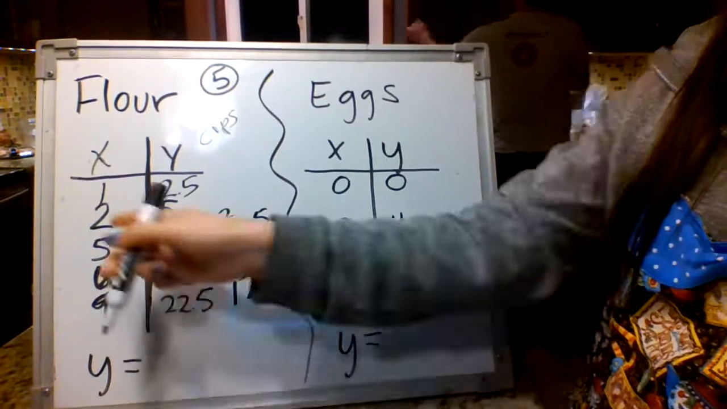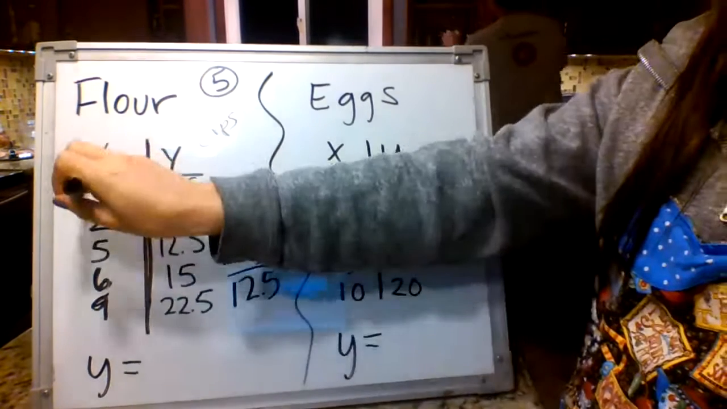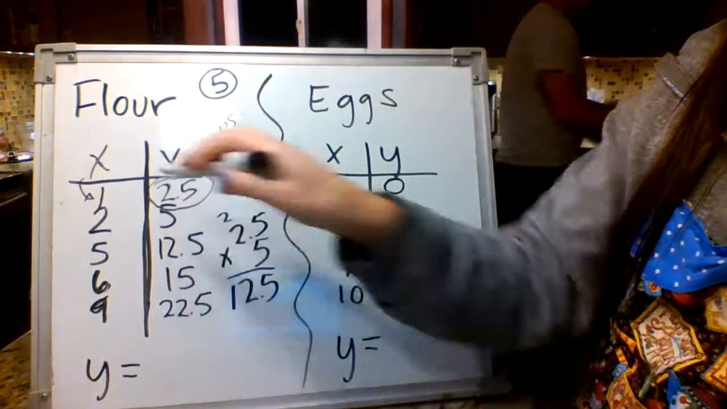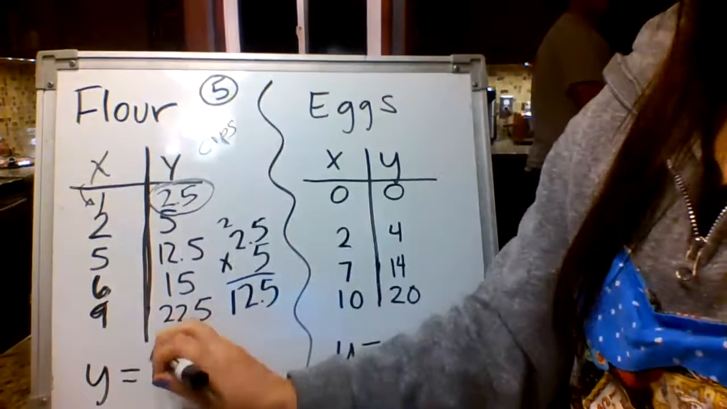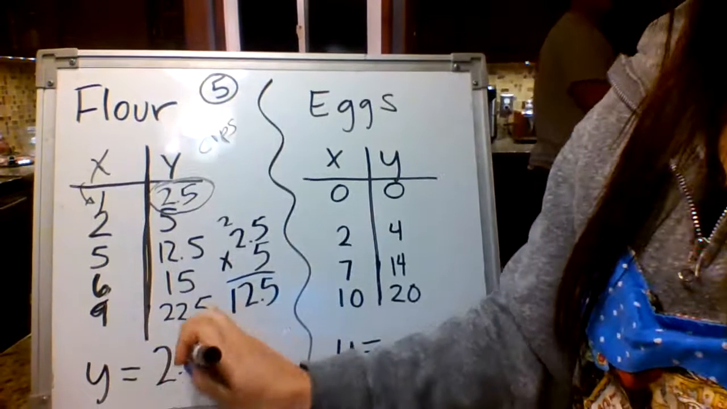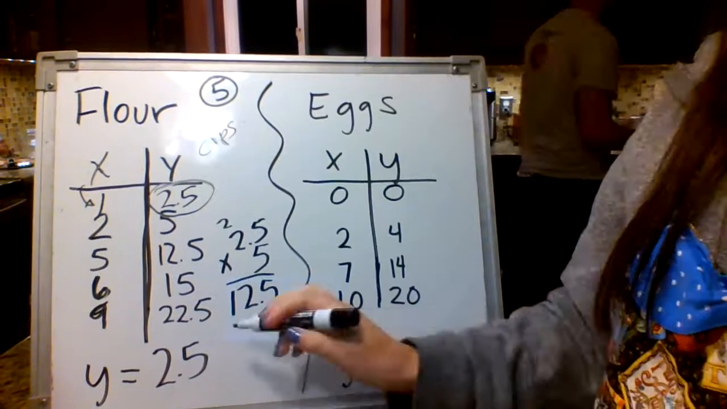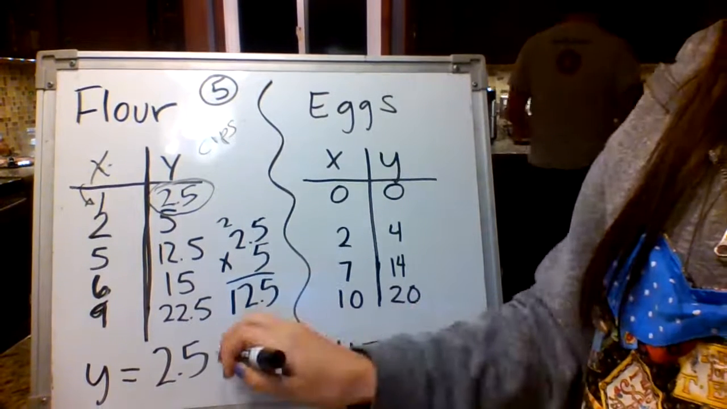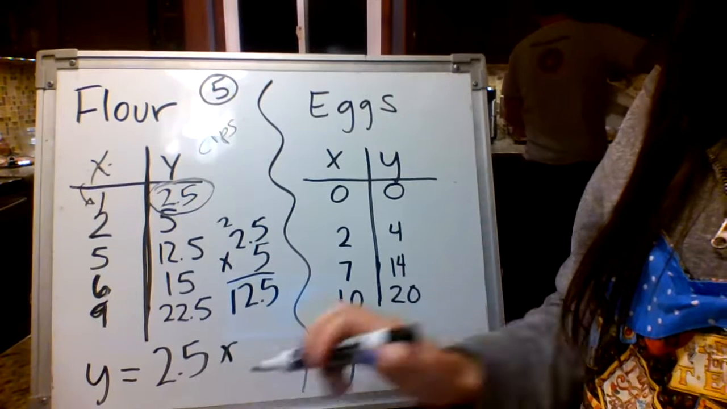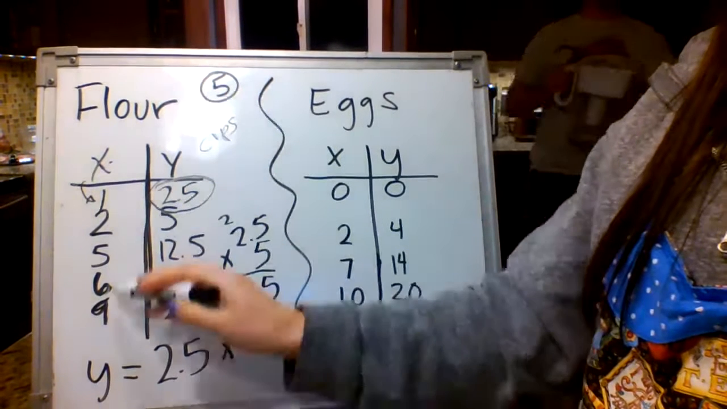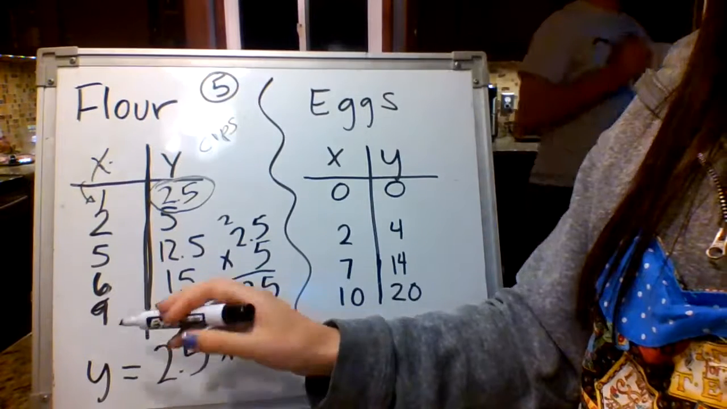So every time we find the unit rate, we find what x is when it equals 1. That means we have our answer for the coefficient, or the number that goes before our variable. So we have 2.5, and then we just put x on there. 2.5x. So that means I could take this equation and use it to solve for any amount of batches I wanted to make for my banana bread.